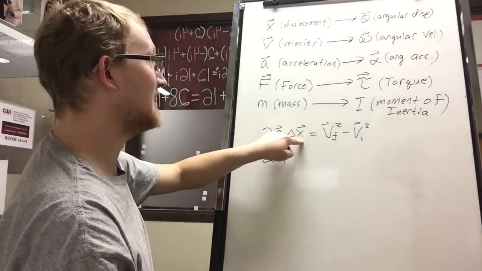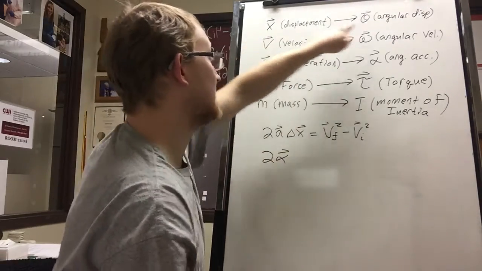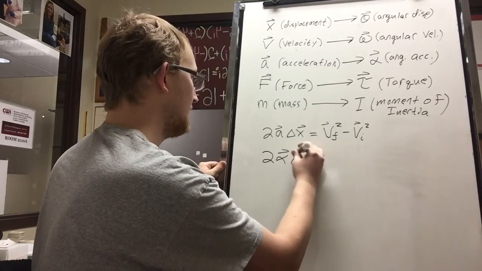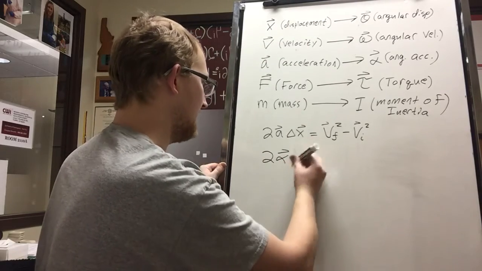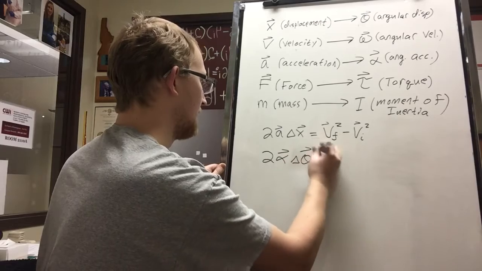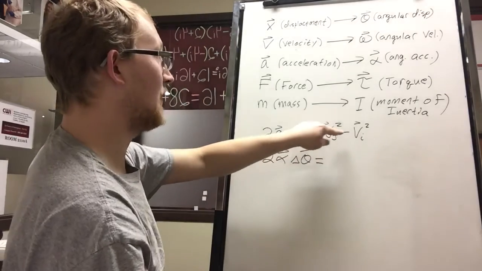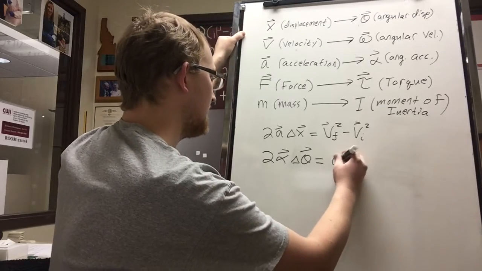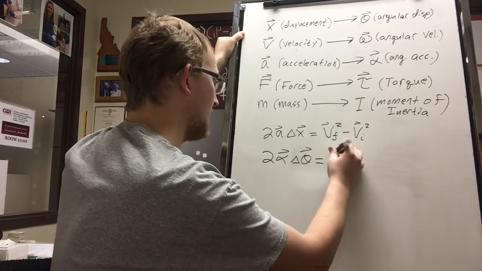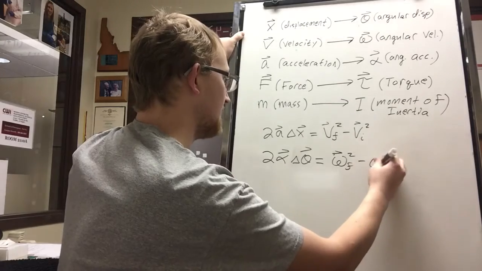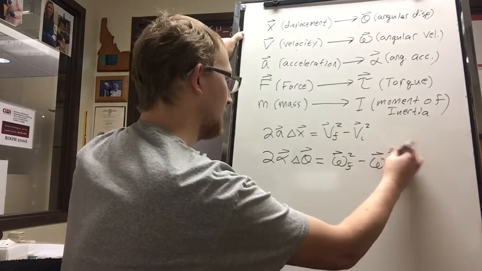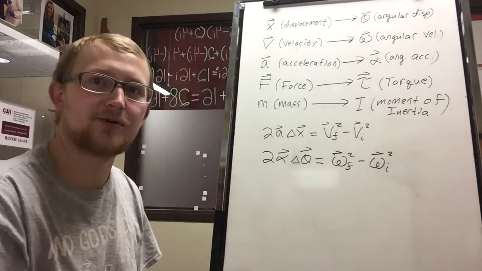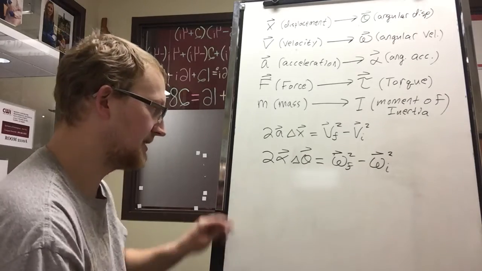Then we have our displacement, which goes from x to theta, so it's delta theta, equals vf squared. Well, v will go to angular velocity, or omega. So this will be omega final squared minus omega initial squared. And you can really do this with any equation. It's pretty amazing that it works this way.